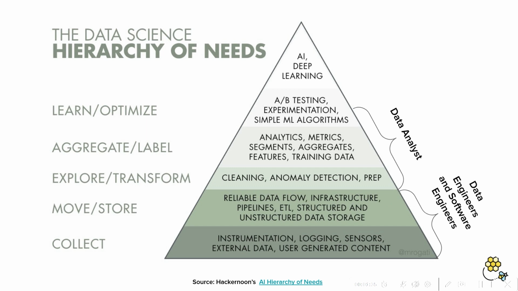Finally, once all of this work is done, we can move to the very top of the pyramid, where we can finally begin building robust artificial intelligence and machine learning models based on the established relationships that have been found in our data. When people talk about data science, they're typically referring to these top two levels. These are the glorified parts of data science, designing experiments and creating algorithms to solve complex problems.